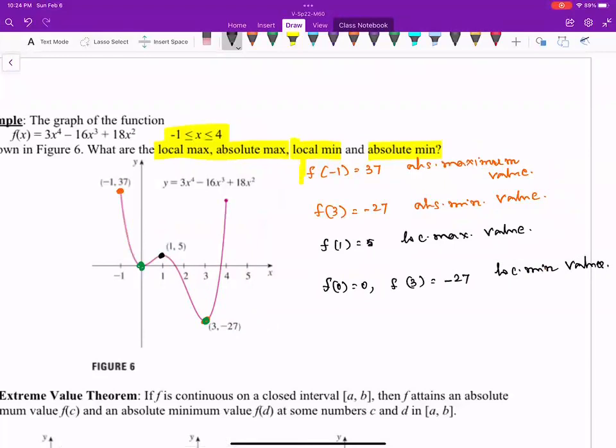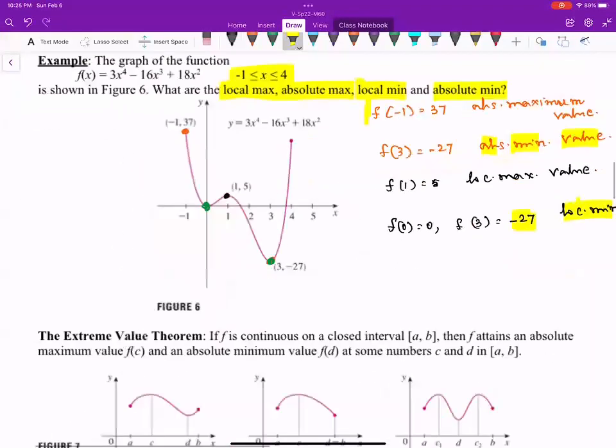Note here, the value f of 3 equal to negative 27 is both an absolute minimum value and also a local minimum value, right? So an absolute minimum or maximum can occur both at the endpoints of the interval and inside of the interval, but local max or local min cannot occur at the endpoints of the interval.